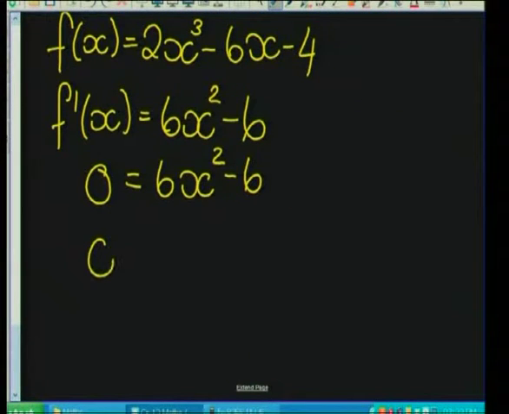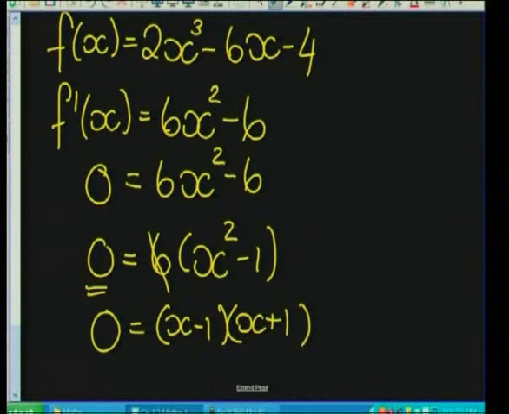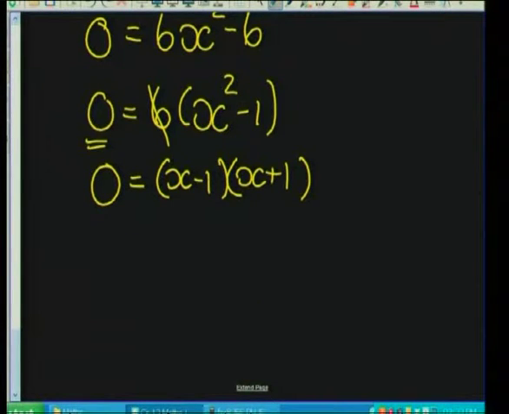Once again, there's a highest common factor of 6 that's going to come out. Because this side is equal to 0, your 6 falls away. And I'm going to factorize this side here. So we're sitting with an x minus 1 and an x plus 1, a difference of 2 squares. Therefore, I'm getting two values for x here. I'm getting x is equal to 1 and x is equal to negative 1. What have I just worked out? I've worked out the x coordinates of your turning points.